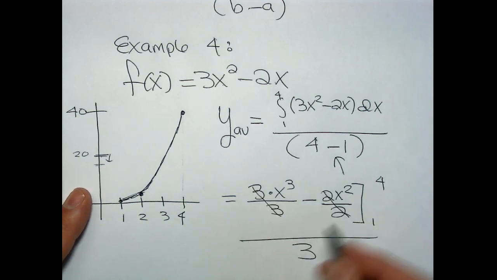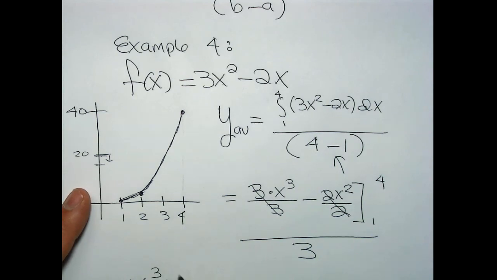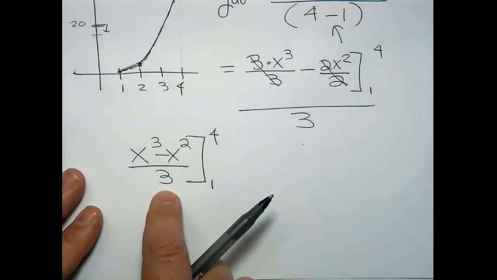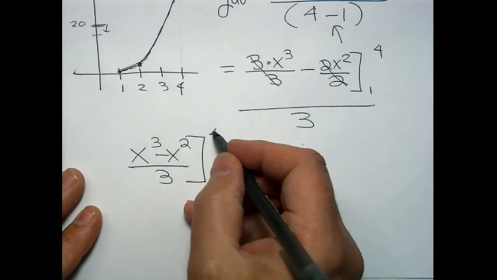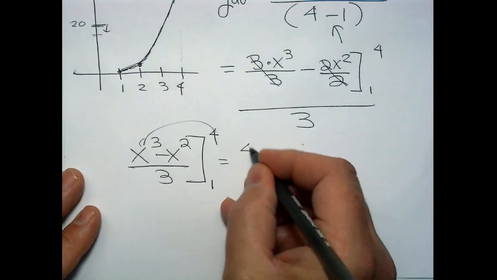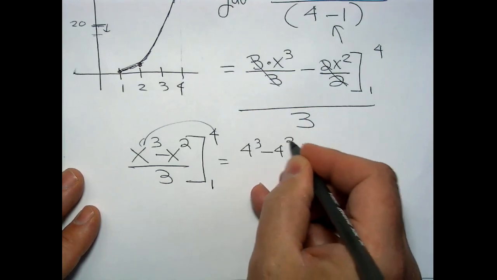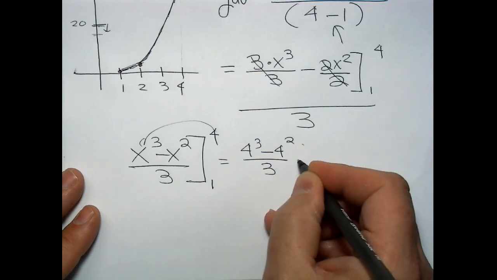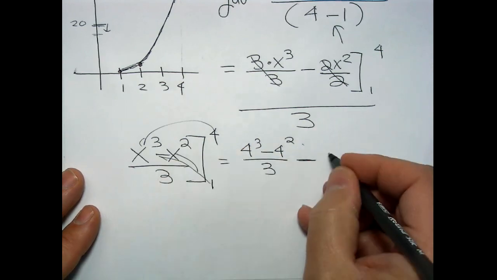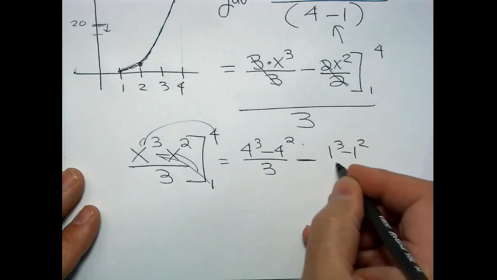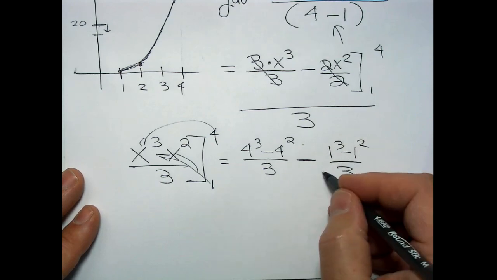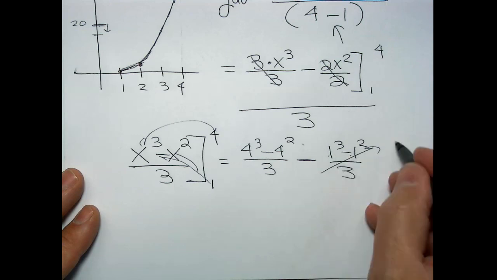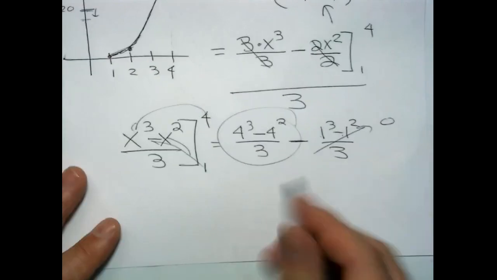Well, these cancel and these cancel, so it makes it a little easier. I guess you can include the divide by 3 in there or not. It doesn't really matter. I seem to have put it inside, and that's okay too. So 4 goes in, and you get 4 cubed minus 4 squared all over 3. And then minus, now the 1 goes in, and you get 1 cubed minus 1 squared all over 3. Well, that is interesting because that's worth 0. 1 minus 1 is 0. So it's really over here.